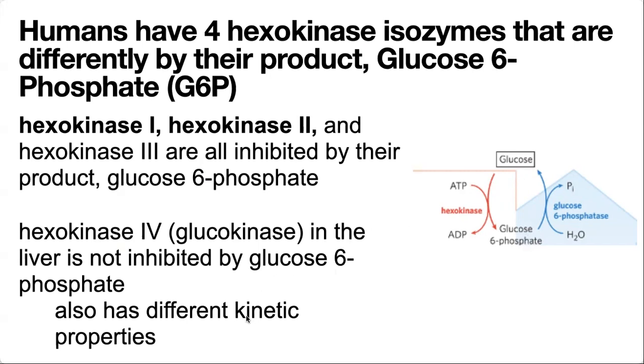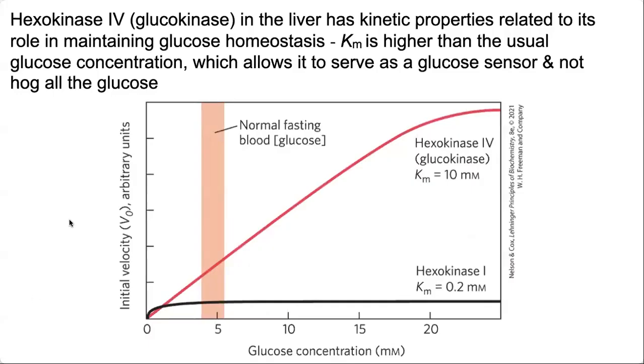One of the other things about it is it has different kinetic properties that make it especially good for maintaining glucose homeostasis. So it has a Km that's higher than the usual glucose concentration, which is going to allow it to be sensitive to the glucose concentrations. And it's going to make it so that it's not going to hog all the glucose. So most of our cells have a hexokinase with a lower Km. So remember, the Km is the concentration at which it's at half maximal velocity.